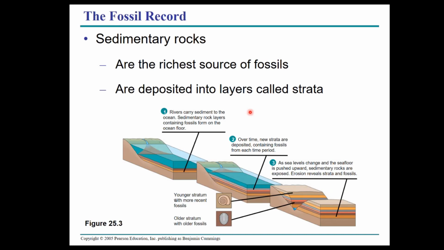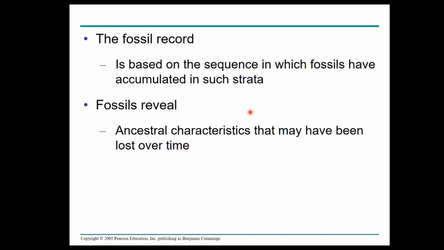The fossil record is based on the sequence in which fossils accumulated in the strata. Fossils reveal ancestral characteristics that may have been lost over time. So it's about recovery, where through recovery you can identify that this individual is from the common ancestor, and that this individual shows the traits that this modern group of organisms portrays, or the adaptations that they have.